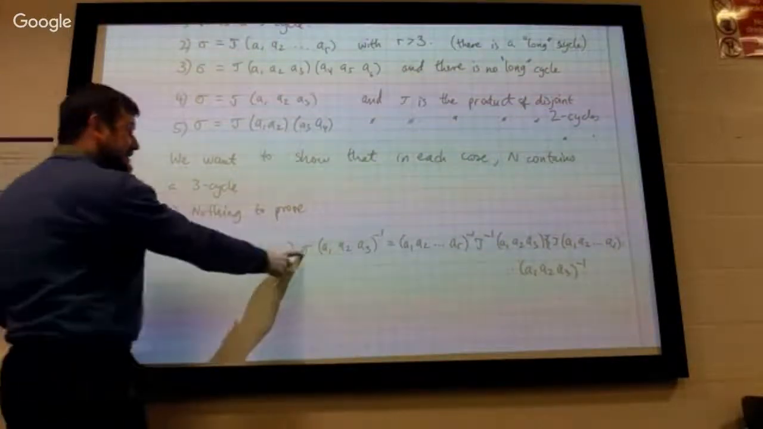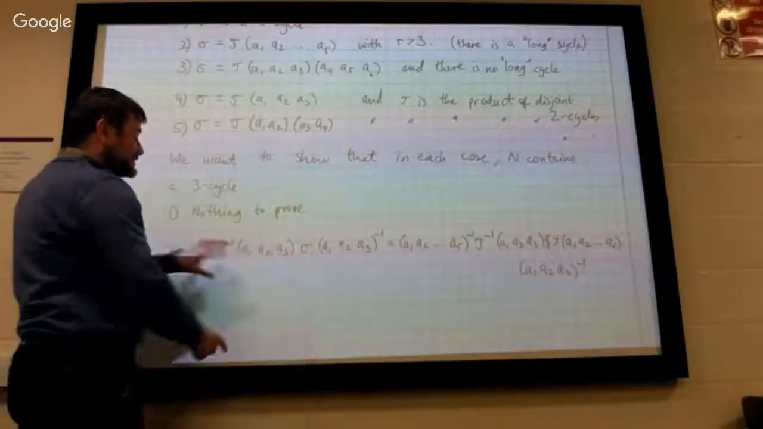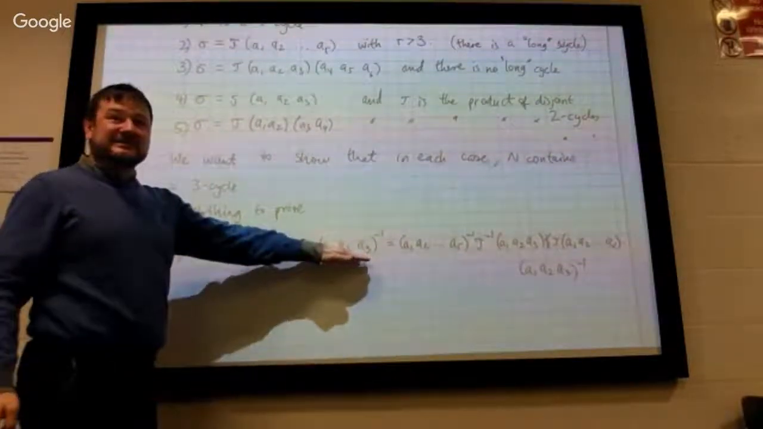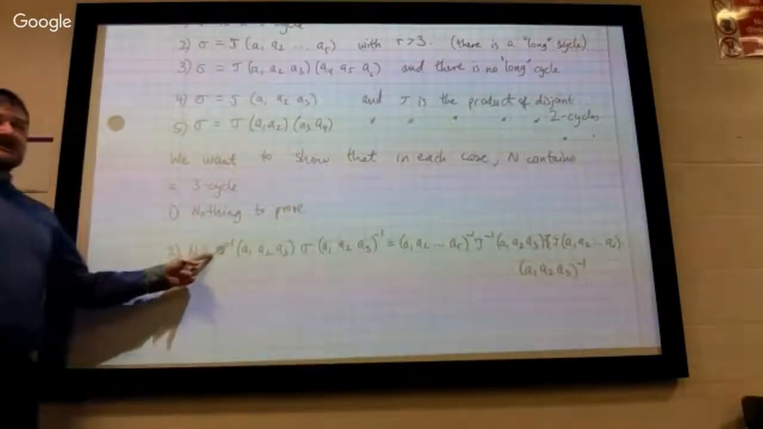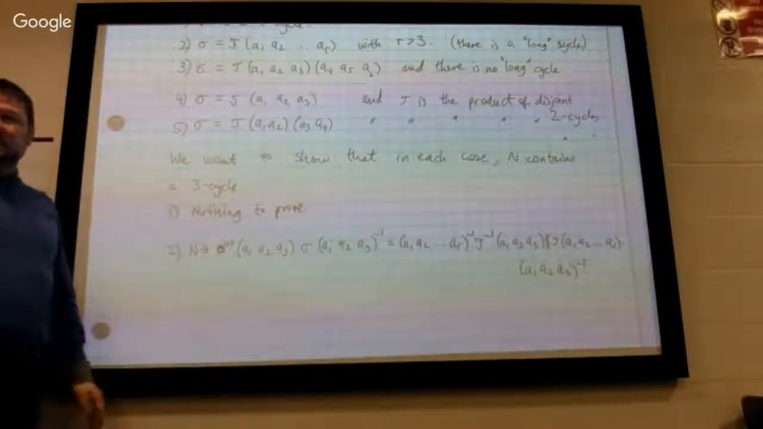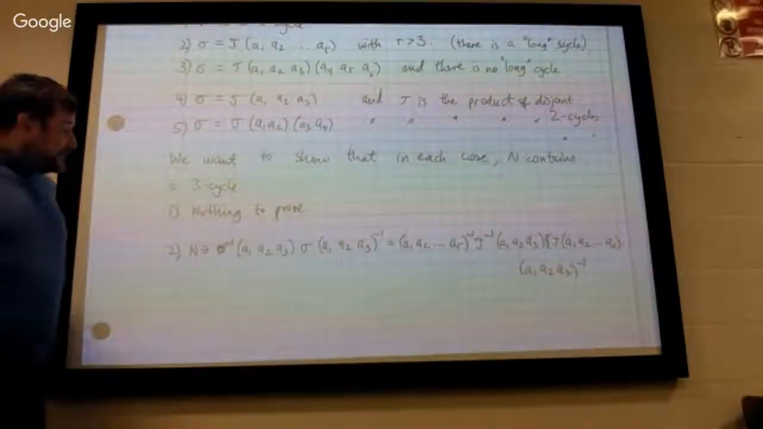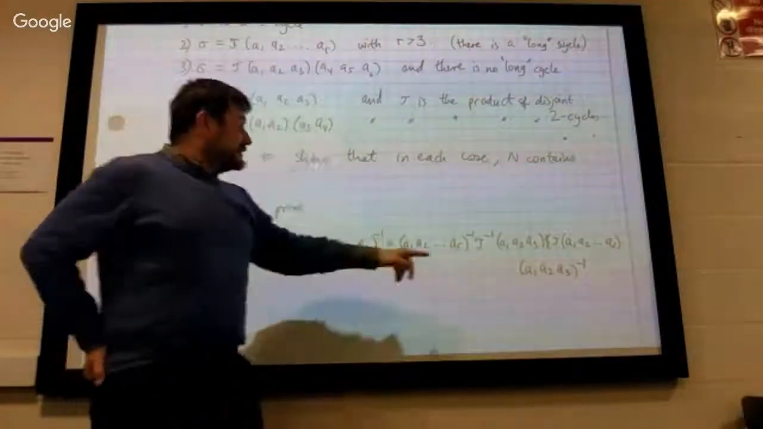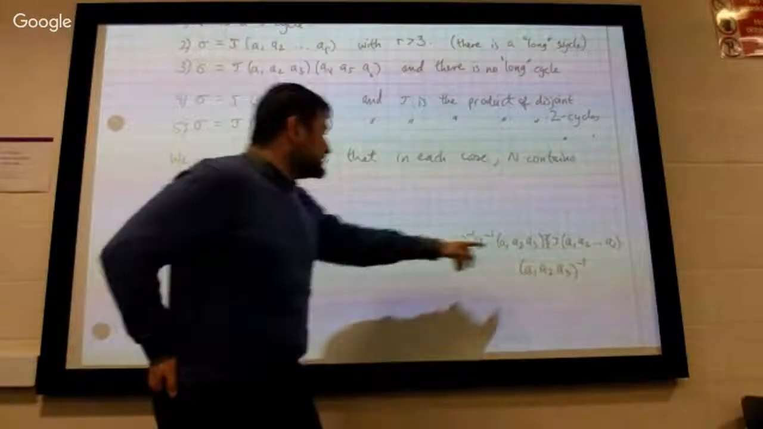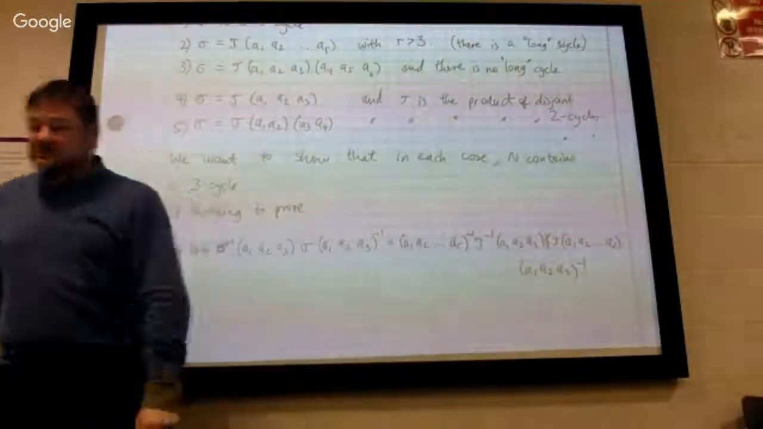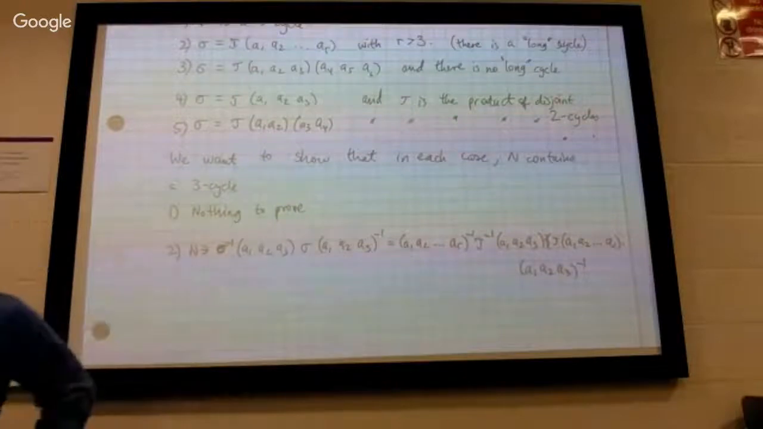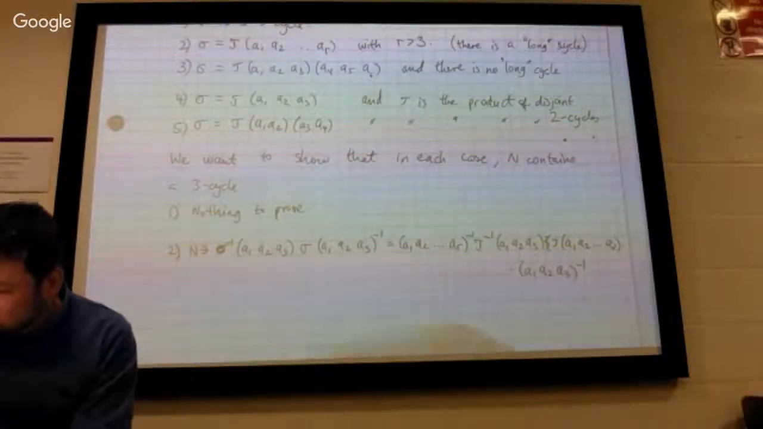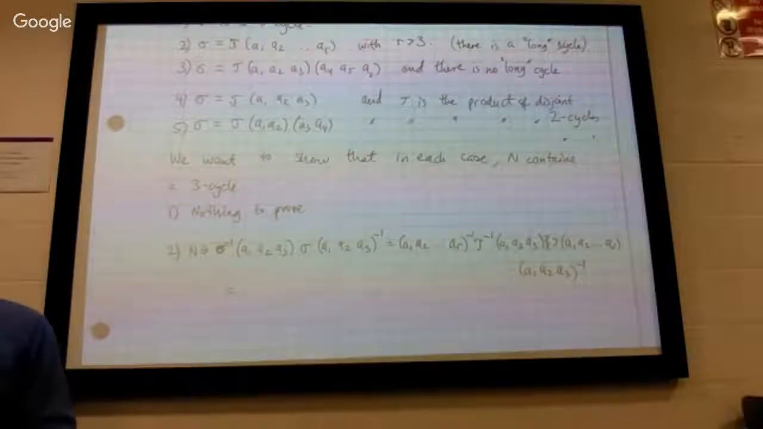Okay, sigma is in N, N is normal. You multiply it from the left by something and from the right by its inverse, it's in N. Sigma inverse is in N because it's a subgroup. Multiply them all together, you're in N. Then sigma inverse is this because sigma is that, and the inverse of that cycle. Now if you work this out, what are you going to get?